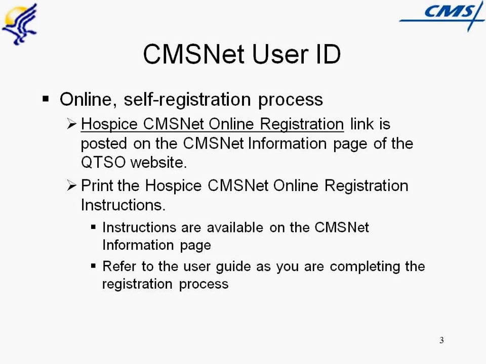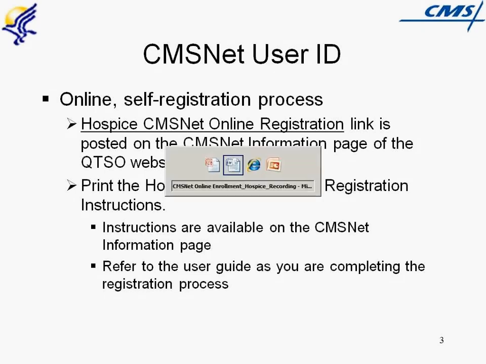The CMSNet User ID registration is an online self-registration process. The Hospice CMSNet online registration application link is available on the QTSO website. It is recommended that you print the Hospice CMSNet online registration instructions and refer to them as you are registering for your CMSNet User ID.